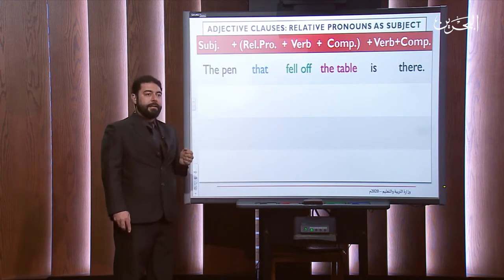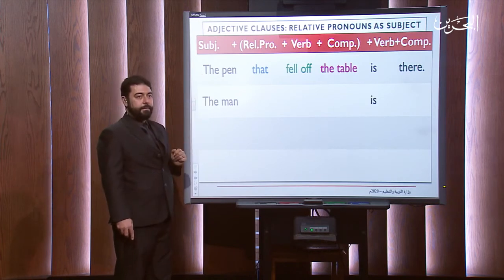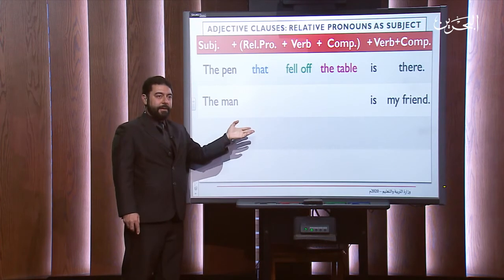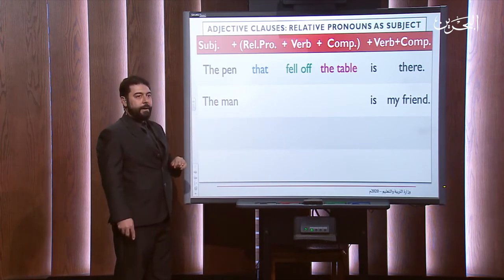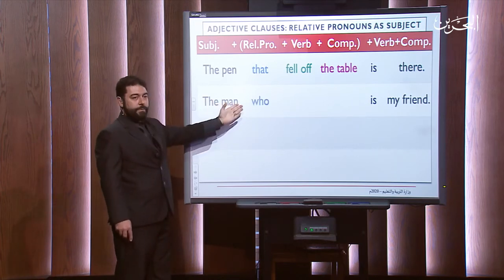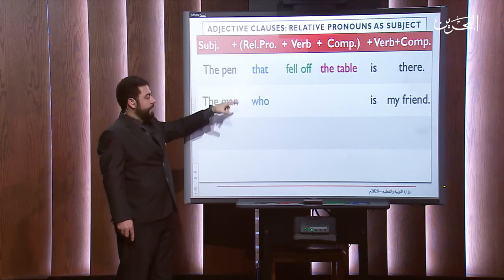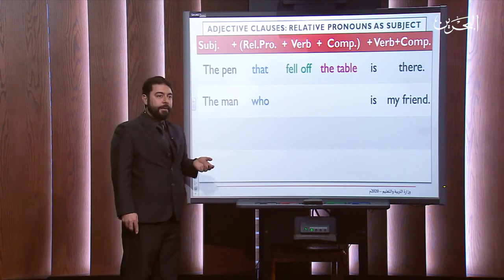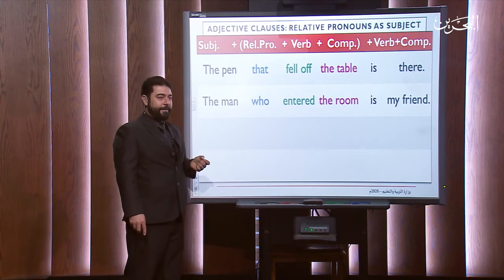Let's check another example. The man, this is a subject, is my friend. The man is my friend. I would like to further describe the man. So I use an adjective clause. I say, the man who. You see? That, we use it for things, and who, we use it for people. The man who entered the room is my friend.